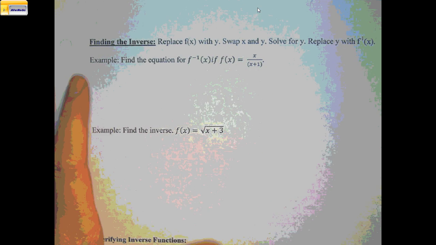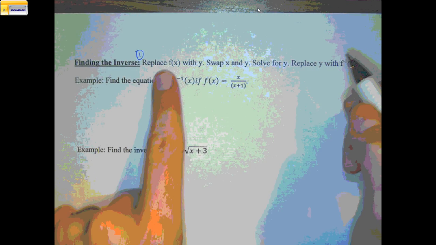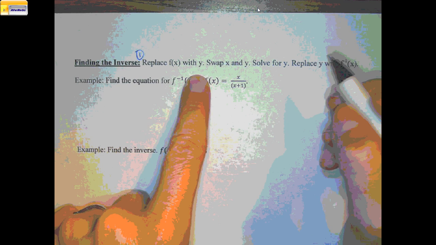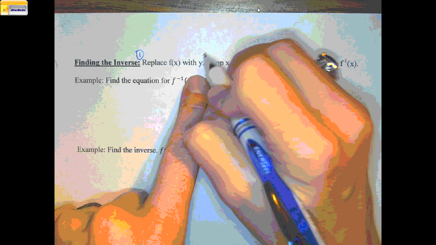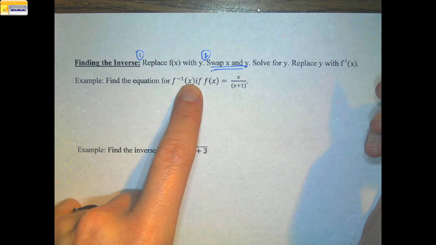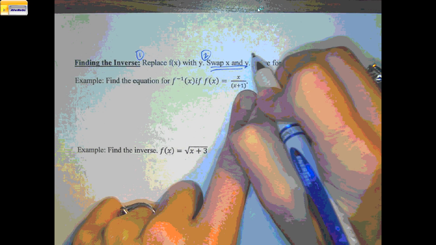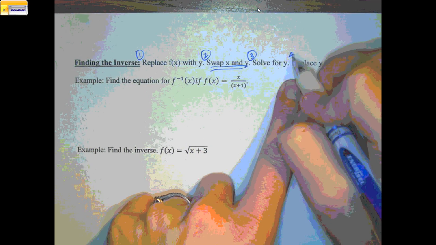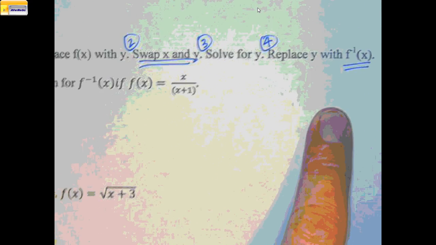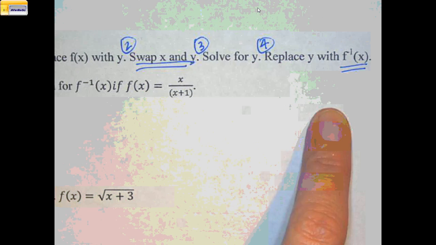At the top, how to find an inverse. This is super simple. Step 1, you replace f of x, that's the name of the function, with the letter y. Step 2, this is the biggie. Swap the x and the y, they trade places. Step 3, solve for y. Step 4, replace the letter y with this notation. This notation, that is not an exponent. It means inverse of x.